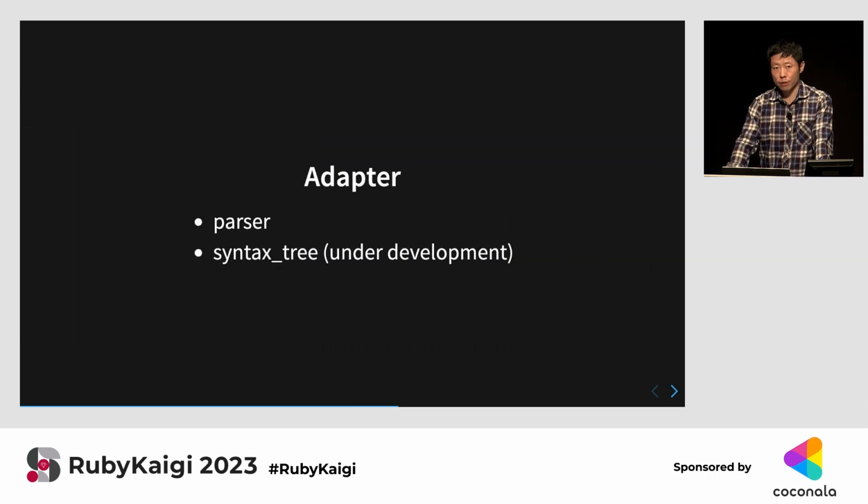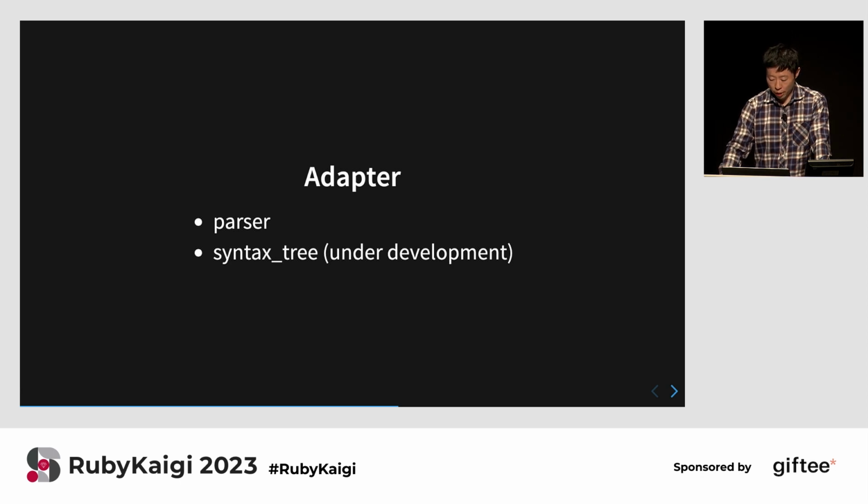I have created an adapter interface to accommodate different parsers within NodeQuery and NodeMutation. Currently, it utilizes the parser gem to parse the Ruby code into AST nodes. However, it is designed to be flexible and capable of integrating alternative parsers. For instance, I am currently working on a syntax_tree adapter.